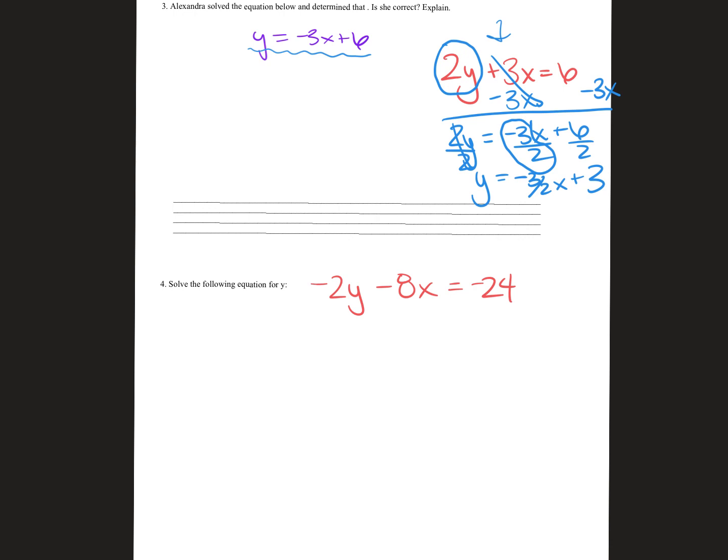So, she was wrong because she stopped here, right? She said y equals negative 3x plus 6, but it was actually 2y equals negative 3x plus 6. So, is she correct? No. She is incorrect. She forgot to divide everything by 2.